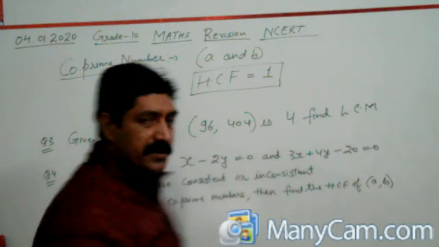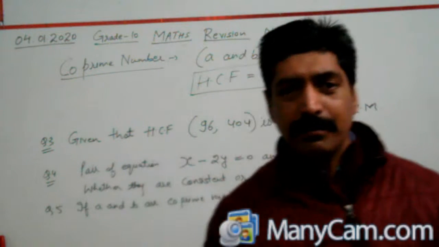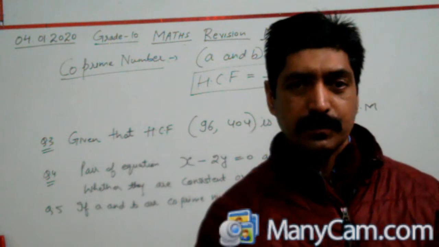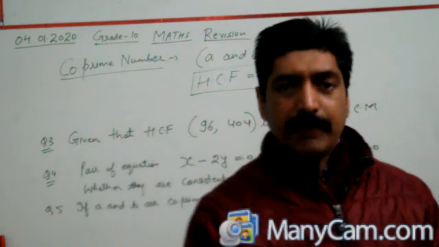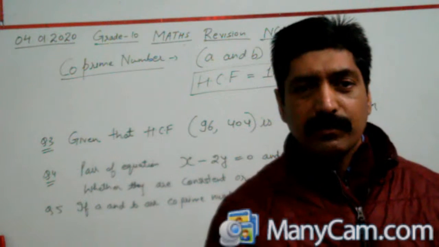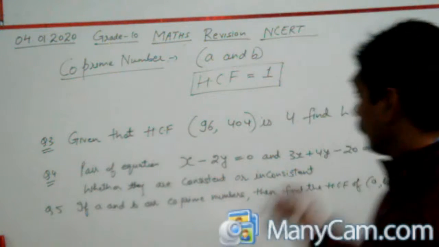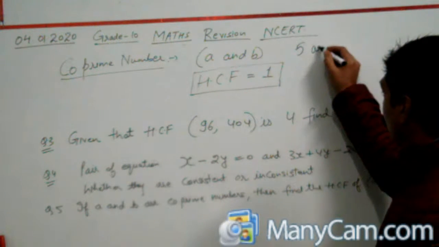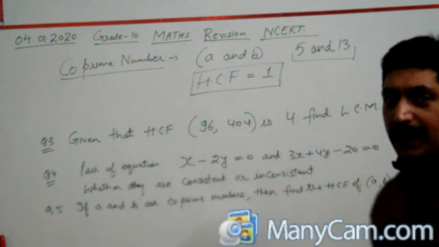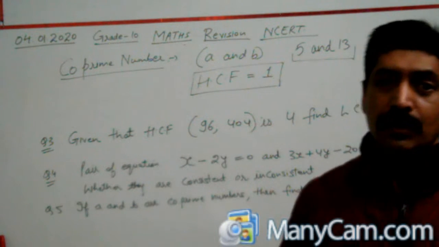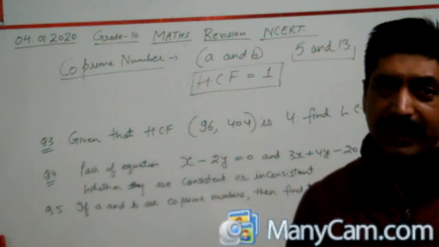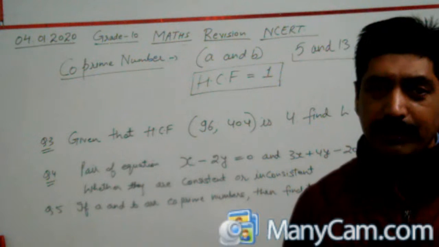I have already discussed with you that all prime numbers are co-prime also. Like I am giving the example, one number is 5 and one number is 13. We know 5 and 13 both are prime numbers. So all prime numbers are co-prime also. So the pair 5 and 13, they are co-prime also.